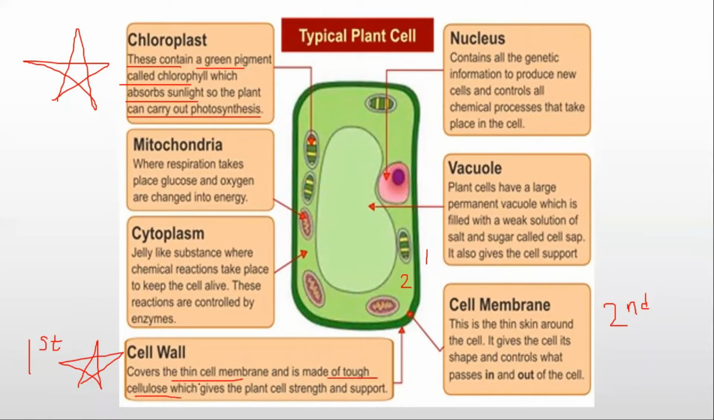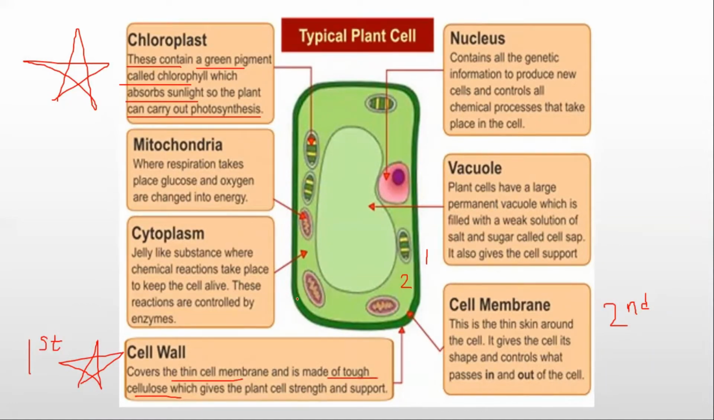Cellulose is one of the polysaccharides. We'll be doing this in biological molecules, your next chapter, chapter number 5 of Edexcel IGCSE Biology. It is made up of the tough polysaccharide cellulose. Cellulose is a biological molecule, a type of polysaccharide, which gives the plant cell strength and support.